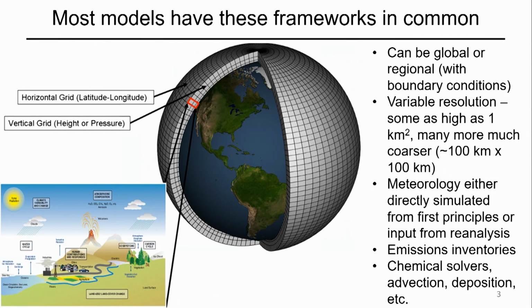So I think a version of this figure was shown very nicely already a couple times, but most of these atmospheric models have this common framework where there's a discretized box set up in the atmosphere. This can be regional with boundary conditions, or it can be global. The resolutions vary quite a bit if it's a regional model versus a global model. The meteorology or the weather is usually either directly simulated from first principles or used as input from reanalysis. And then you have, of course, all the typical things that I think Srini mentioned really well in her talk: the chemical solvers, advection, deposition, and so on.